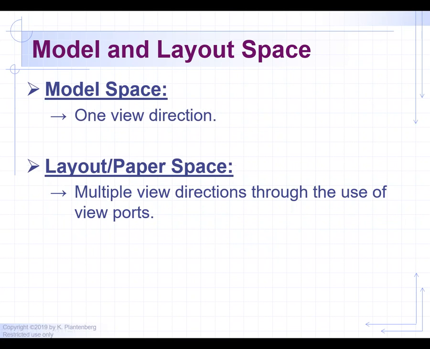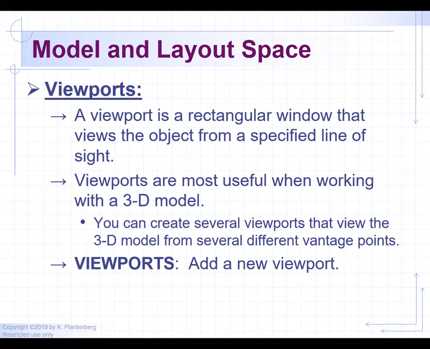Model space has one view direction. Layout paper space can have multiple view directions through the use of viewports. A viewport is a rectangular window that views objects from separate lines of sight. Viewports are mostly useful when working with 3D models, and you can create several viewports that view the 3D model from several different vantage points. And the way you add a new viewport is by typing viewports.